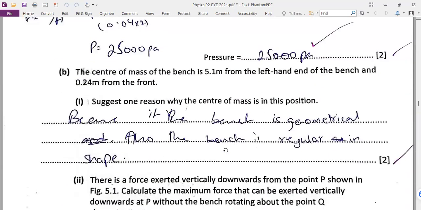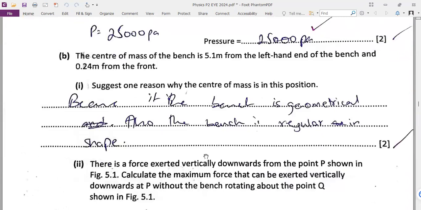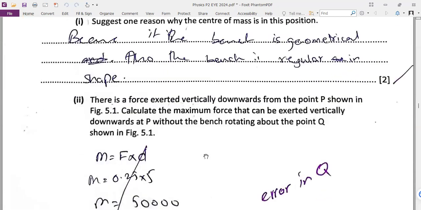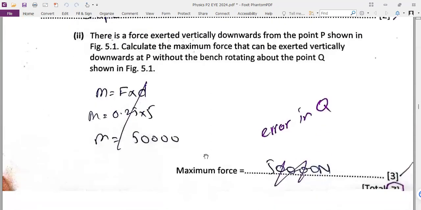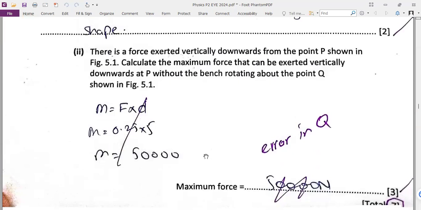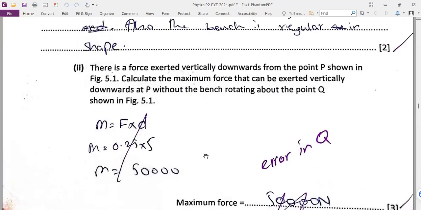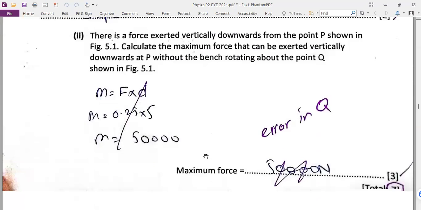And then the center of mass is 5.1 from the left and 0.24 from the front. Suggest one reason why the center of mass is in this position. It is because the bench is a geometrical shape and it's a regular shape. That's why center of mass is always at the intersection of the diagonals of the geometric shape. And then there is a numerical, but there was an error in the question, and that's why marks were given. So hopefully you won't get this.